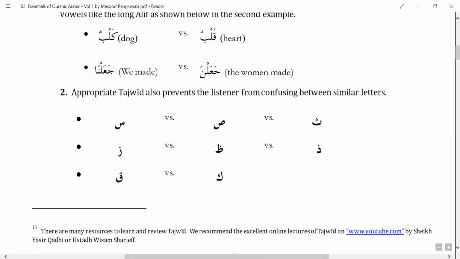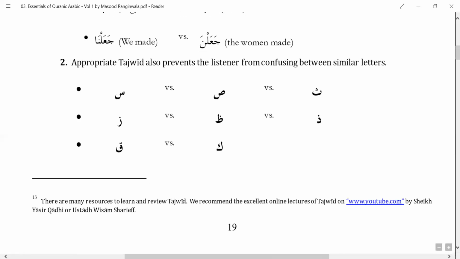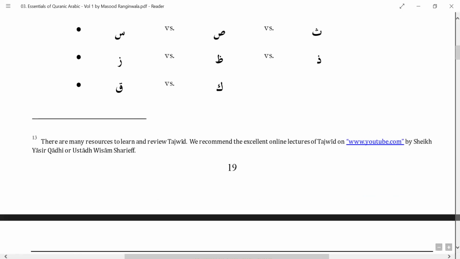Also, knowing tajweed will help you understand how these letters are different: sin, sad, and tha; zai, dha, and zal; qaf and kaf. They are similar sounding, but there is a huge difference. Tajweed is the science which studies the pronunciation of the alphabets, how you should pronounce them. So it is the study of all of those.